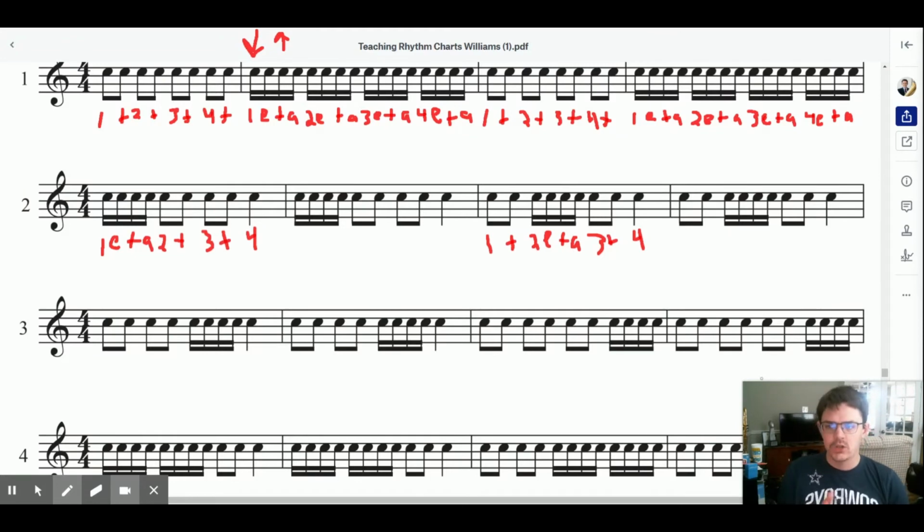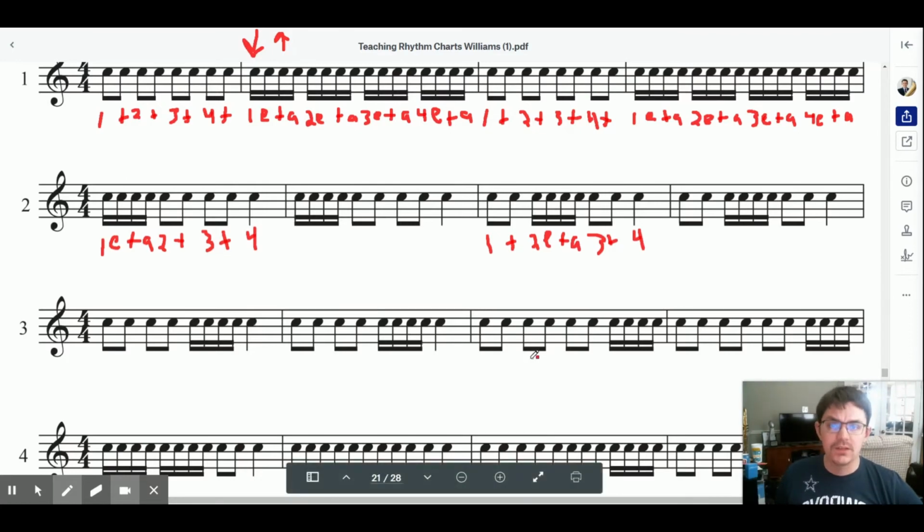1, 2, line 2, go. 1 E and a, 2 and 3 and 4. 1 E and a, 2 and 3 and 4. 1 and 2 E and a, 3 and 4. 1 and 2 E and a, 3 and 4. Very nice. Go back, repeat that a couple times till you feel really good and you sound just like me.